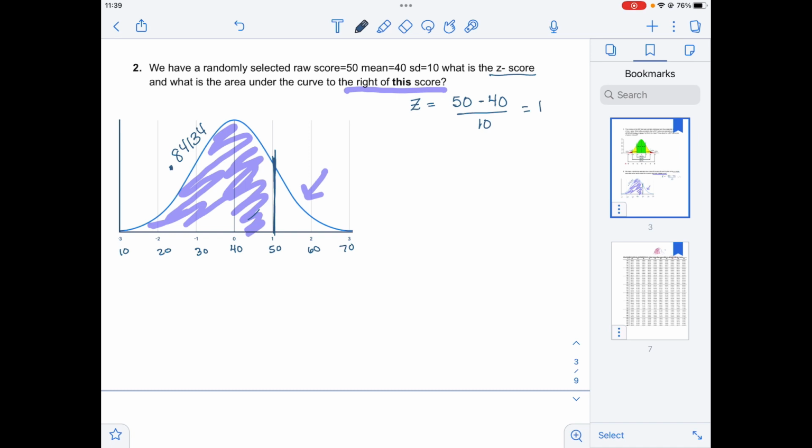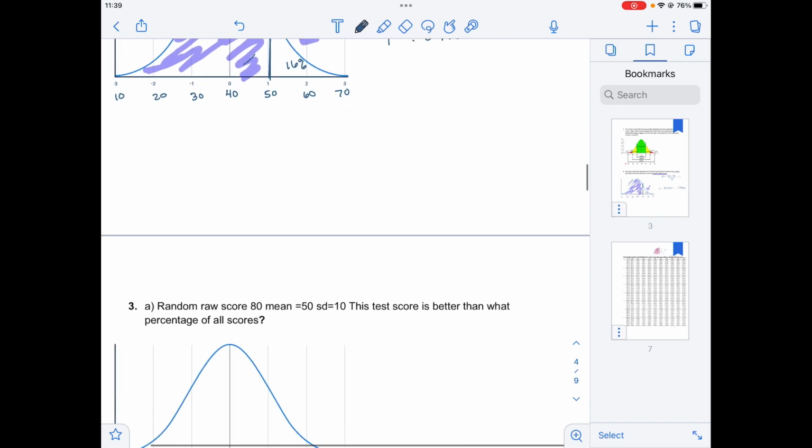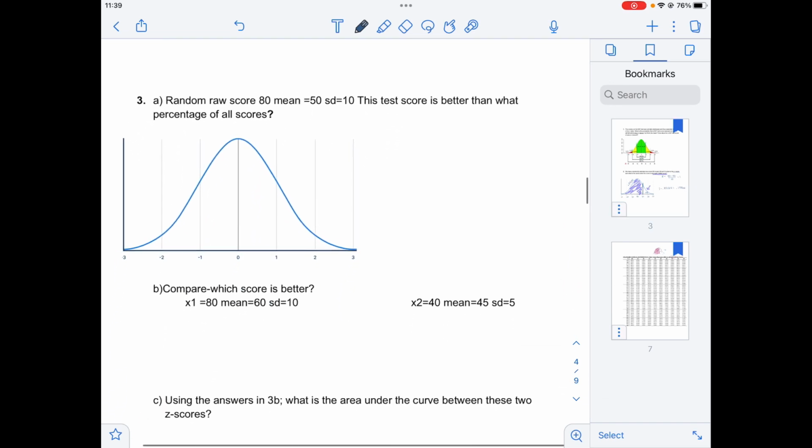To find this to the right, we just take 1 minus this, and we end up with 0.15866, which is roughly 15.8 or 16%. So this is about 16% of the data. That means 16% of the people that took it scored better than our person. Okay? All right, let's look at a couple other examples of comparison.